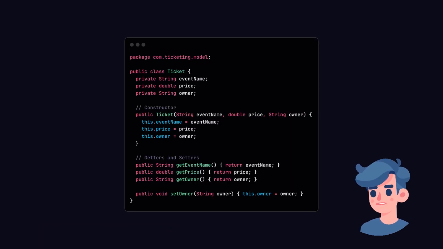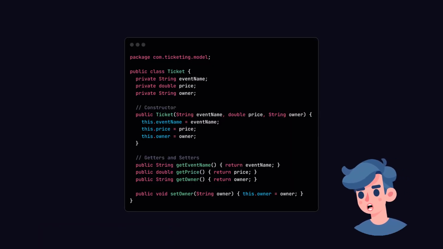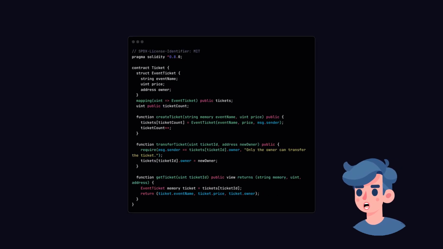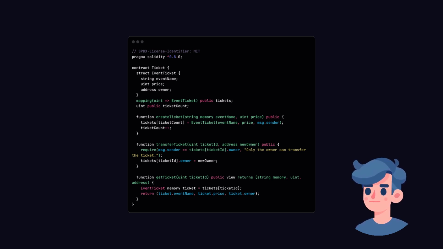Let's create a simple model for our ticket. We'll create a ticket class that contains essential information such as event name, price, and owner address. Now, let's talk about the blockchain aspect. We will create a smart contract on Ethereum using Solidity, which will handle ticket creation, transfer, and validation. Let's create a new file named ticket.sol and define our smart contract in it.